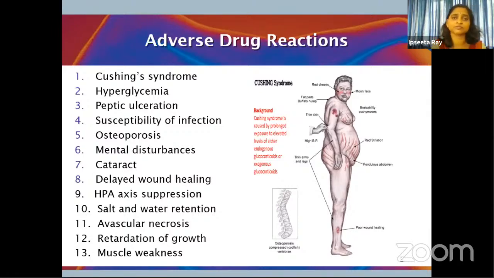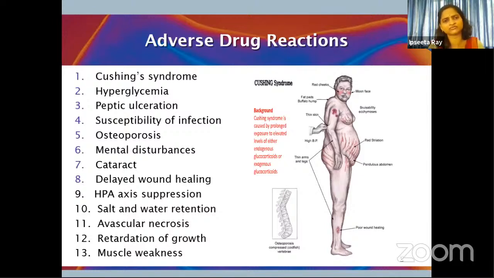With the use of corticosteroids, as we saw, there are so many therapeutic uses. But at the same time, there are so many adverse effects also. So we have to be cautious. Only when indicated, corticosteroids should be used. And there are certain guidelines for the use of steroids, like tapering the doses and using short-acting steroids. These guidelines should always be followed whenever we are using corticosteroids for a long duration.